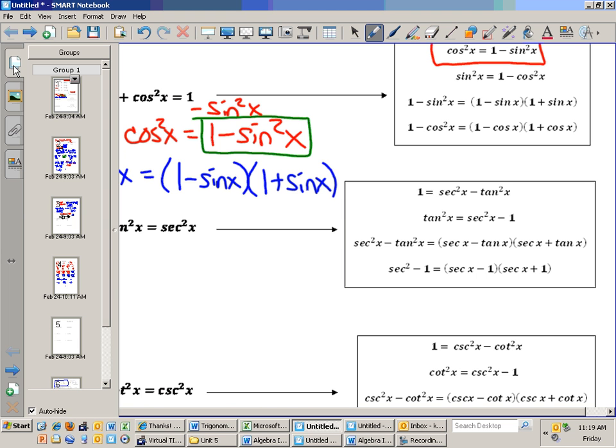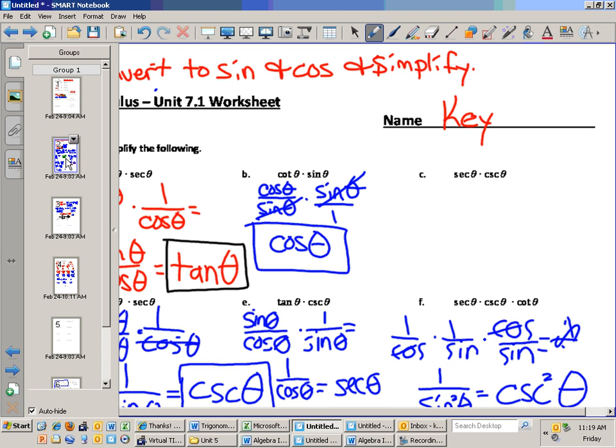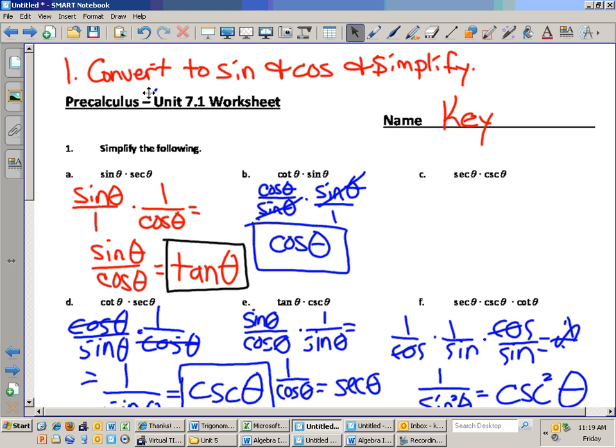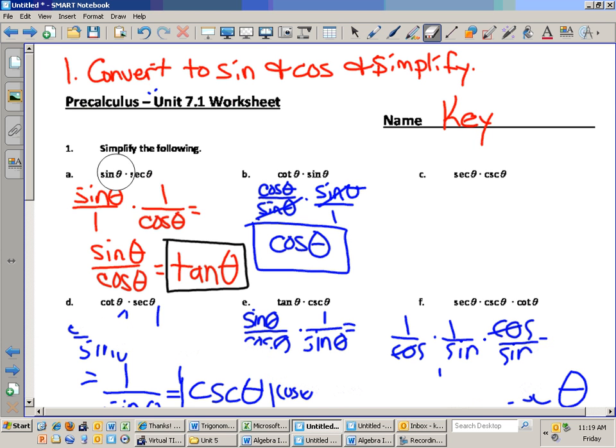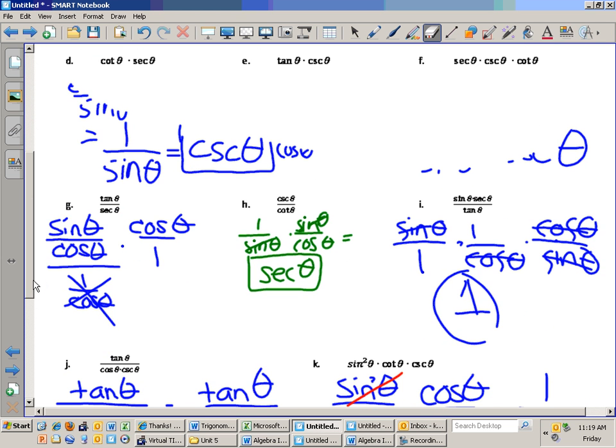So let's actually try a problem. Okay? Take out your worksheet. Open up to that piece. Make sure your name is on it.